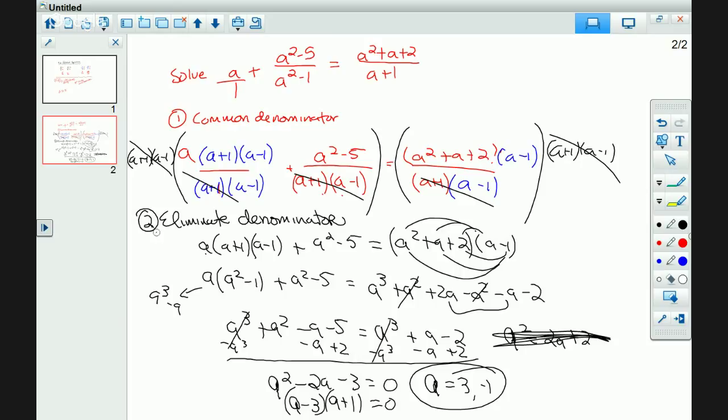This is it. Common denominator, eliminate denominator. The rest of this we've done. You have to get out of this. Okay, so find common denominator, eliminate denominator. Okay? And then solve the polynomial.